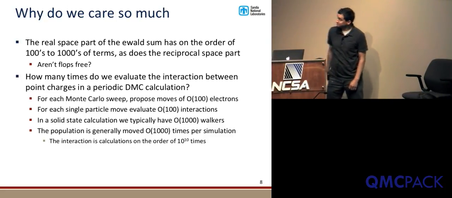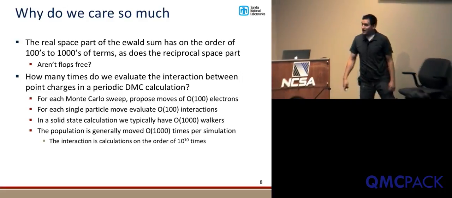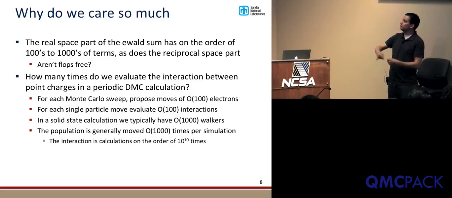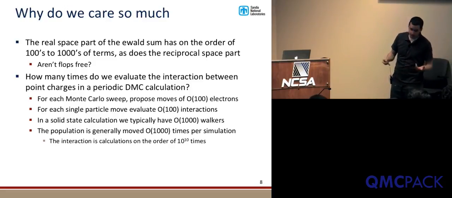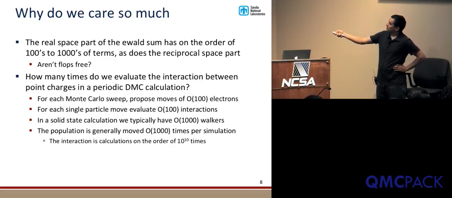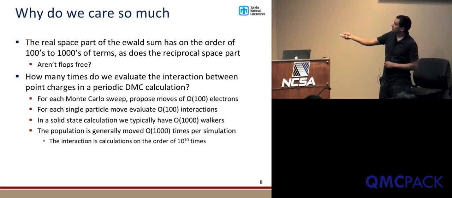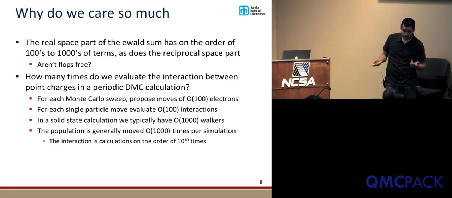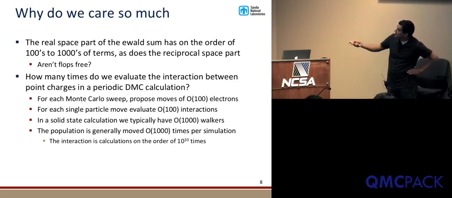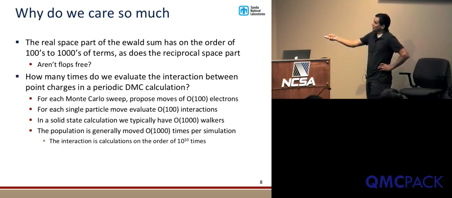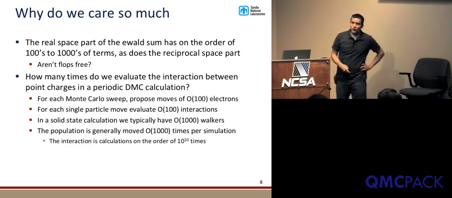It's really the same. So just back of the envelope, for each Monte Carlo sweep, right? We're going to do single particle moves. Let's say we have on the order of 100 electrons for a reasonable cell. We've got 100 electrons. We have to evaluate the interaction with all other 100 electrons every time we do this, right? We'll have on the order of 1,000 walkers, say, sometimes more, sometimes less. And we generally move on the order of 1,000 times each walker, so 1,000 generations. And pretty quickly, we're getting to rather large numbers.